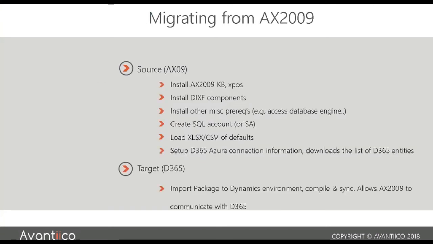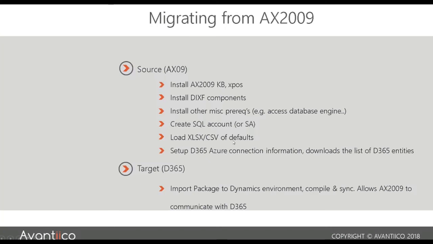So what you get is a KB or an XPO from Microsoft. You put it into 2009. You install some extra components. I think there's some SQL components that you need. And then you spin up 365 and you make them talk to each other. So you set up a connection on 2009 connecting to your target 365, and it will create the data packages or the data entities, and it will start synchronizing or giving the ability to move that AX 2009 information to 365.